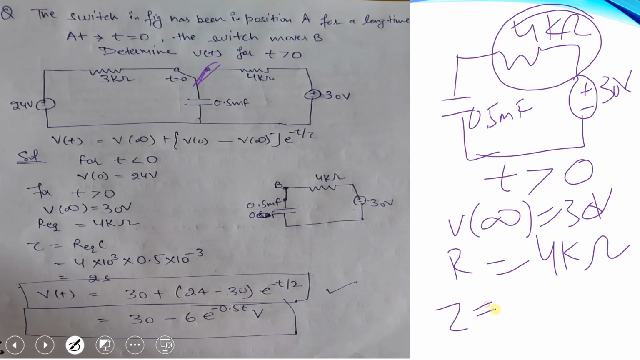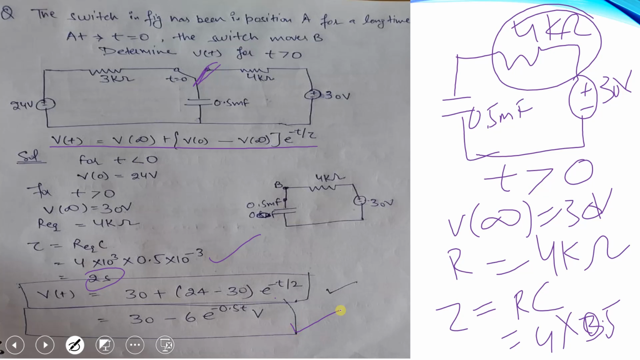So tau is our R into C, and R is 4 and C is 0.5. So we do the calculation here. We put these values in this equation. It will become Vt is equal to 30 plus 24 minus 30 e raised to power minus t by 2. This is 2 seconds. So we solve this by this method. We minimize the equation. This is how we solve the transient response of RC circuit.